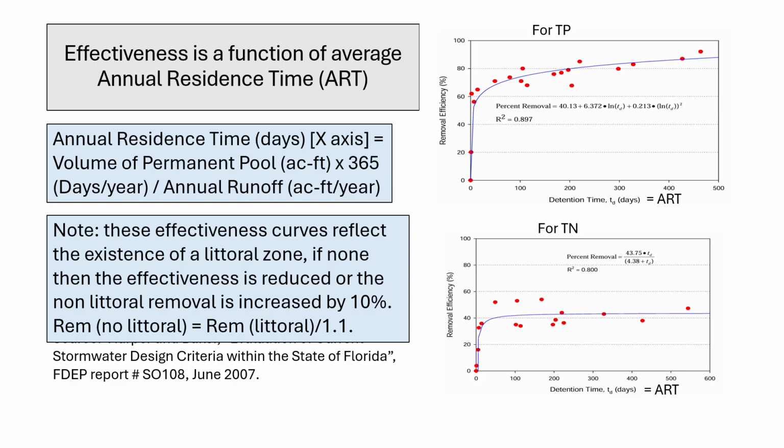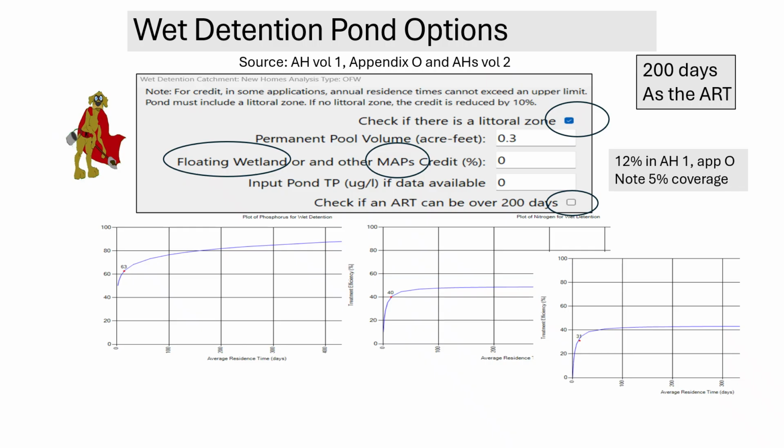When considering wet detention pond designs, we have several important configuration options. One key factor is the average annual residence time, or ART. This value is calculated based on the permanent pool size and the annual runoff. While the applicant's handbook specifies an upper limit of 200 days for the ART, it's important to note that some local and legacy programs may allow for a higher number, and design tools like BMPFast can accommodate these variations.